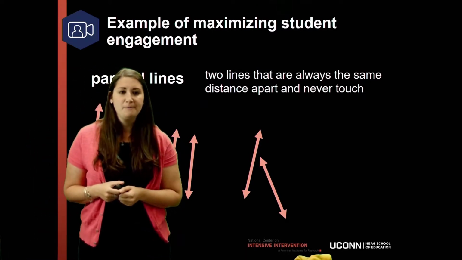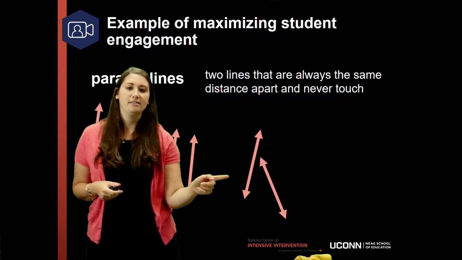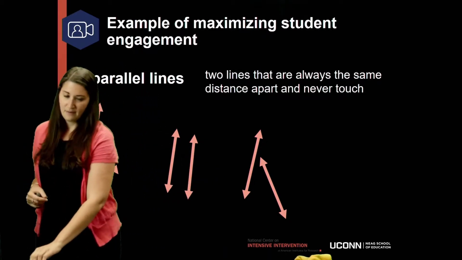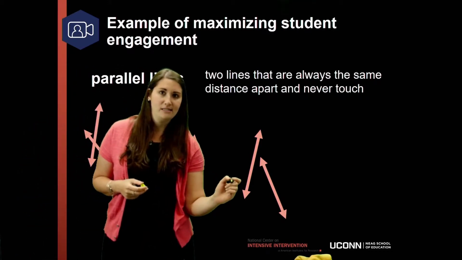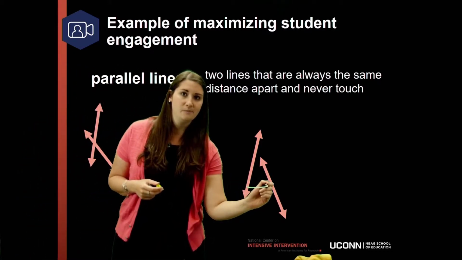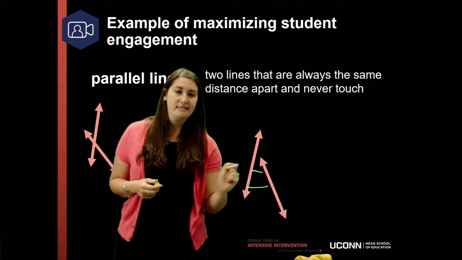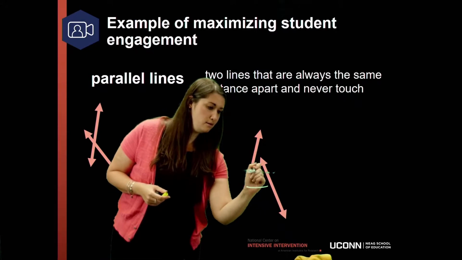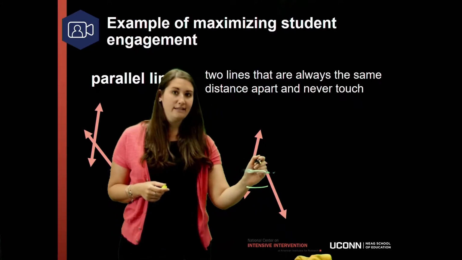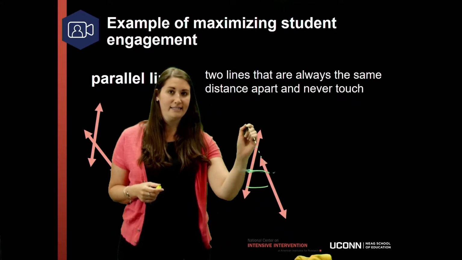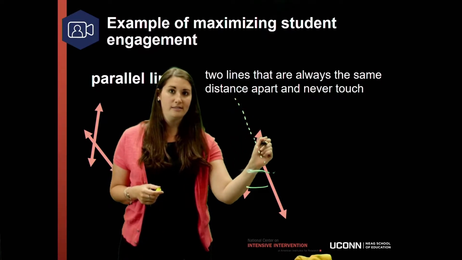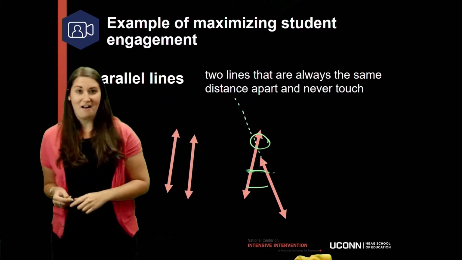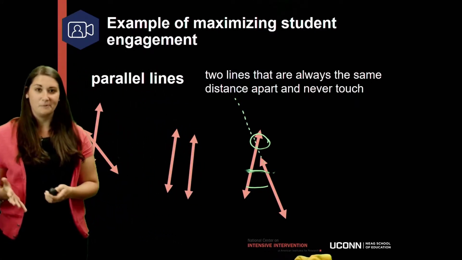Kiana and Oliver, can you come up to the board, please, and show us why these lines are not parallel? Kiana and Oliver show us that these lines are not parallel because the distance between the two lines is not always the same. That should have been a little bit more horizontal. And the lines do touch. If we connected or extended this line, the two lines would touch about here. So thank you, Kiana and Oliver, for showing us that example and that explanation.